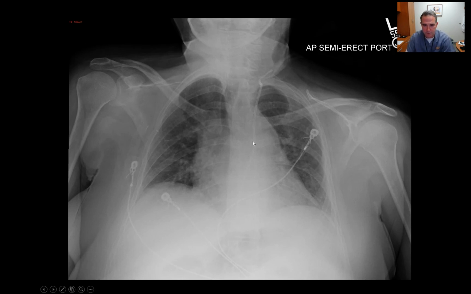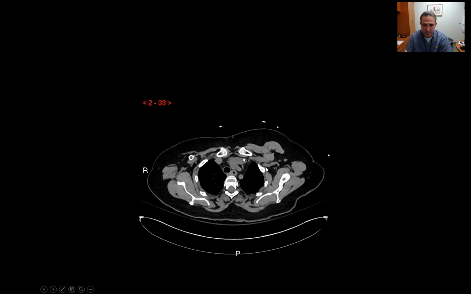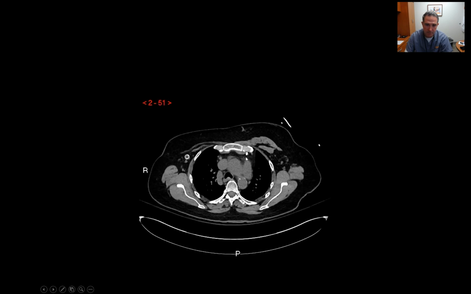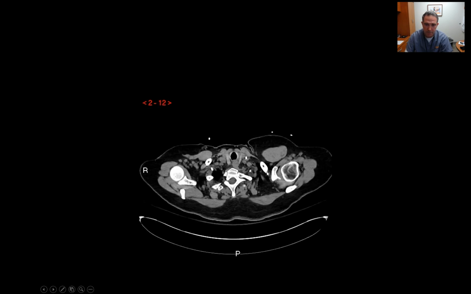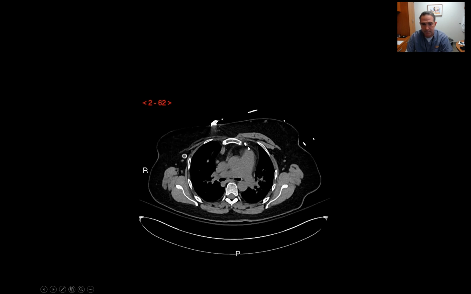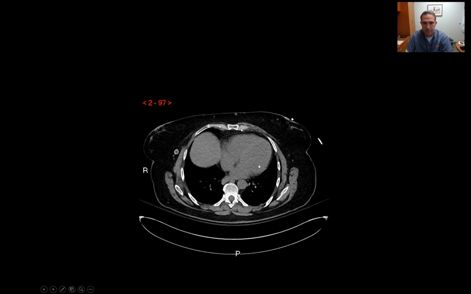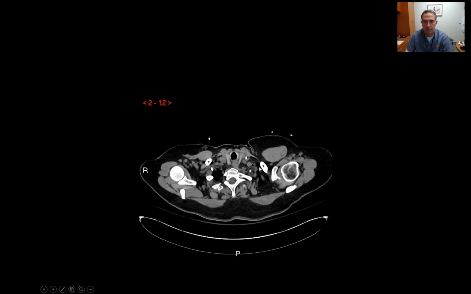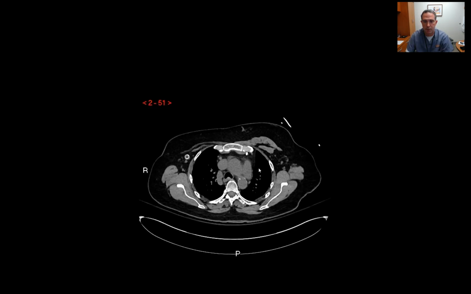This was a line that looked like I didn't know where that was or where it was going. On CT, you can see it here. It comes in and goes down their left internal mammary vein. I thought that was pretty good.